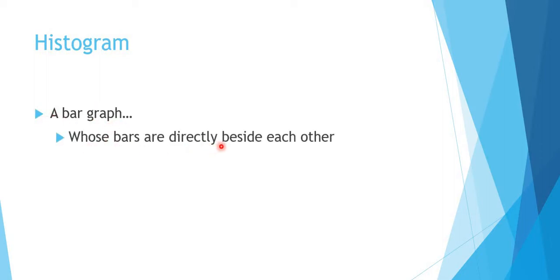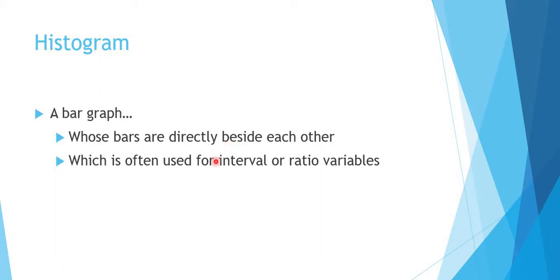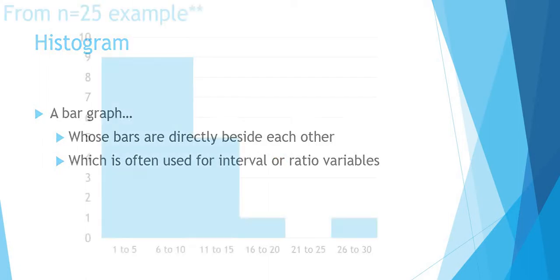In this video, we're going to talk about histogram. A histogram is actually a bar graph whose bars are directly beside each other. Because of this, they are often used for interval or ratio variables. The reason why the bars are directly beside each other is because the interval or ratio variables might be continuous.